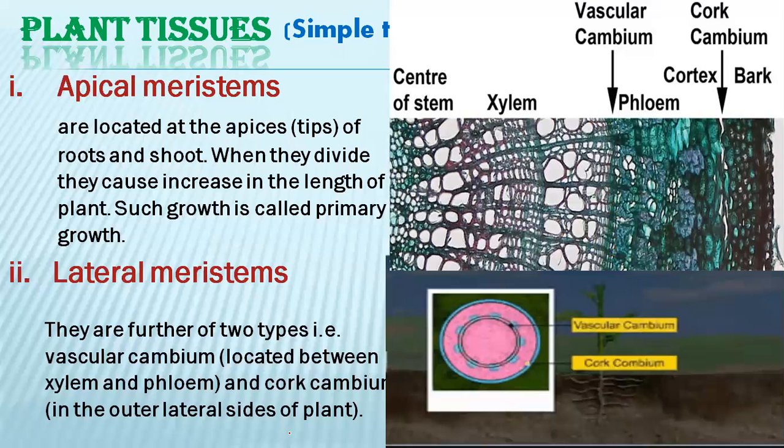Then there is cork cambium, and it is on the outer lateral sides of the plant. You can see this is the cortex. Cortex are the broader cells, and there is bark. Bark is a thin layer which sheds every year from the tree's skin. So this is the cork cambium. This also increases the width, and we can see the wood and the hardwood of the tree. So that also increases the width of the plant.